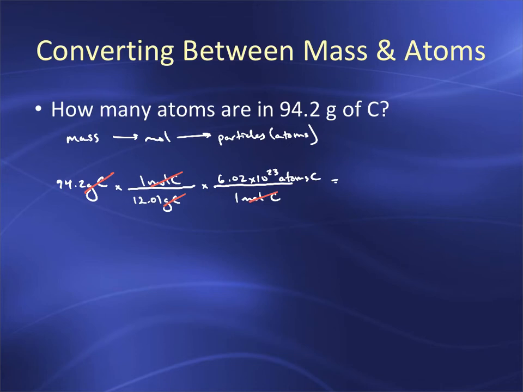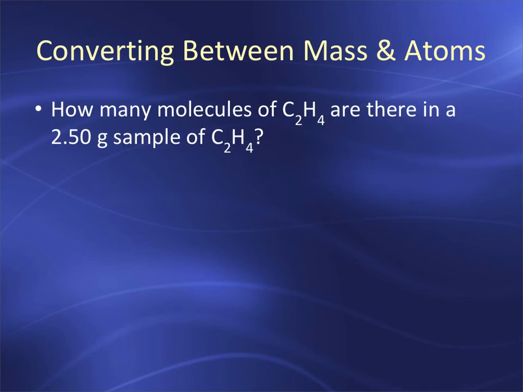So 94.2 divided by 12.01 times 6.02 times 10 to the 23rd. I'm going to have 3 significant figures in the answer here. This should be 4.72 times 10 to the 24th atoms of carbon. We'll do one more of these and we'll give you kind of a wrap up.